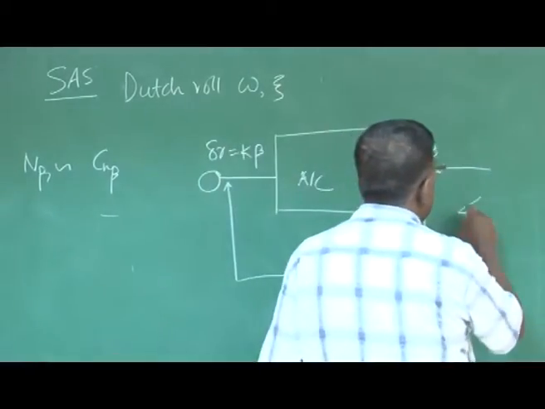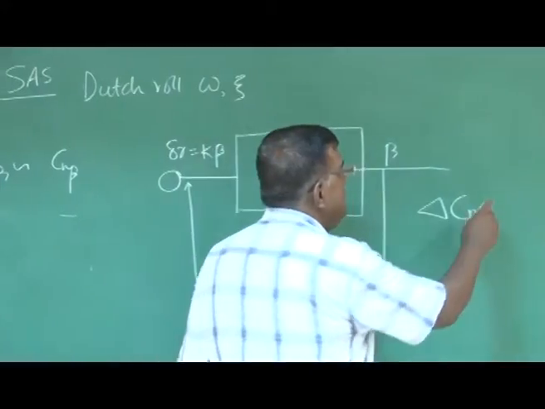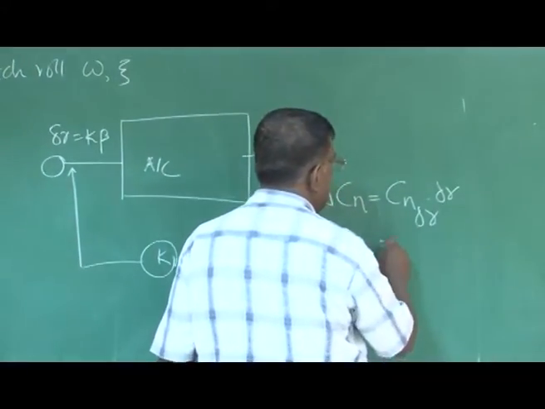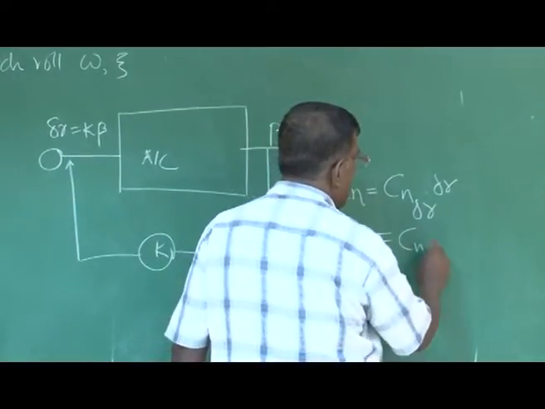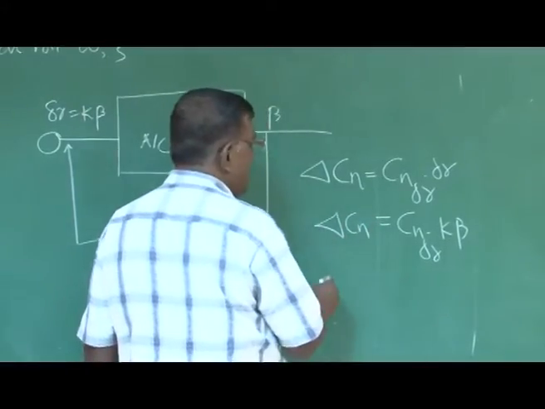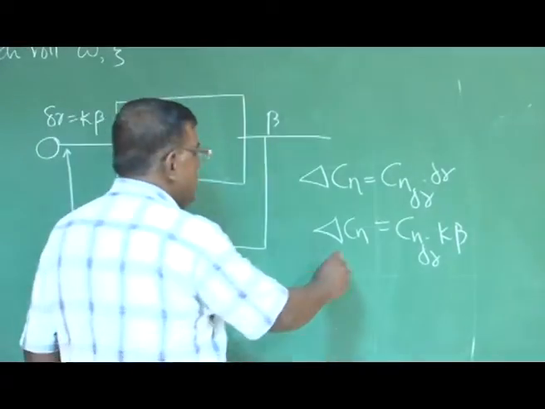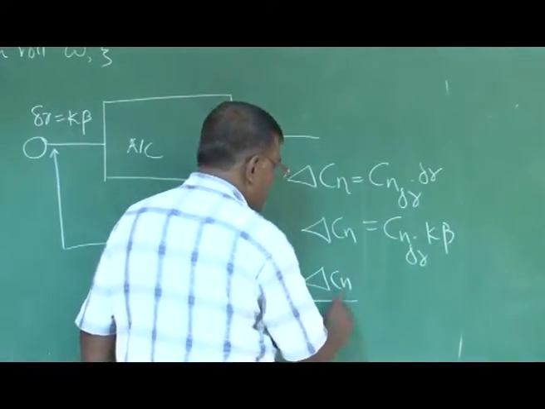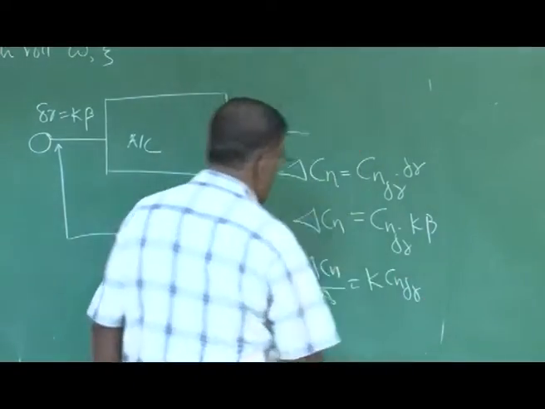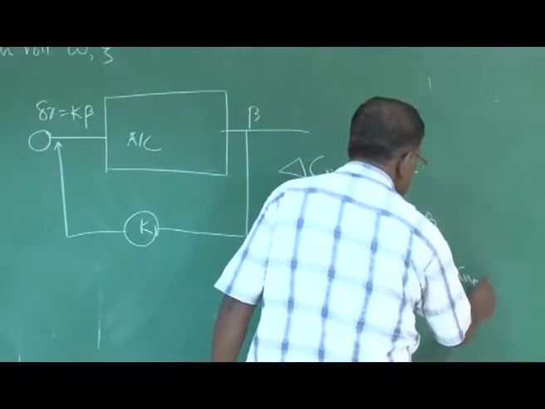What is happening by doing this? I am adding a delta Cn yawing moment, that will be Cn delta R into delta R, which equals Cn delta R into k beta. So that is the additional delta Cn. The additional Cn beta will be delta Cn by beta, that is k Cn delta R. So this is delta Cn beta.